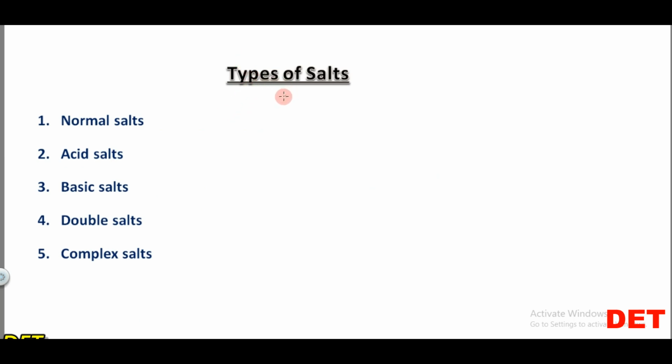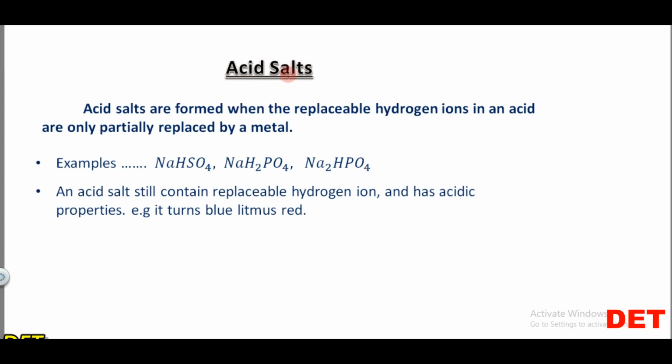Alright, so like I mentioned before, we have 5 types of salts in chemistry. We have normal salts, acid salts, basic salts, double salts, and complex salts. Alright, these are the 5 types of salts. So we've looked at normal salts. The next type of salts that we'll be looking at is the acid salts. So, acid salts. What are acid salts?